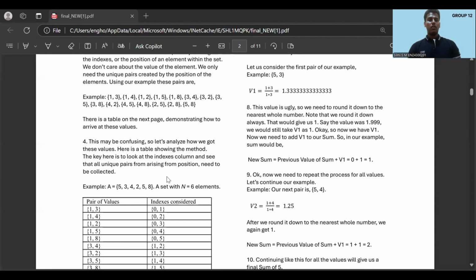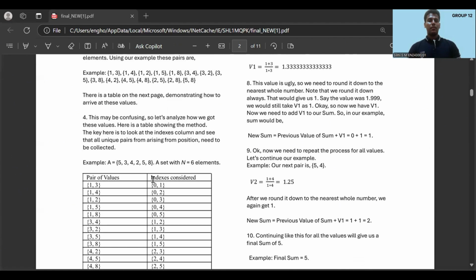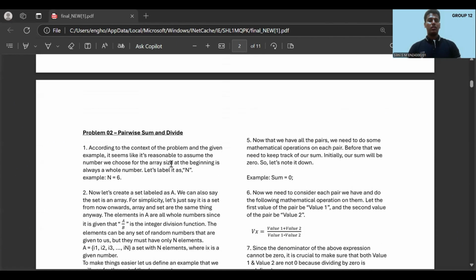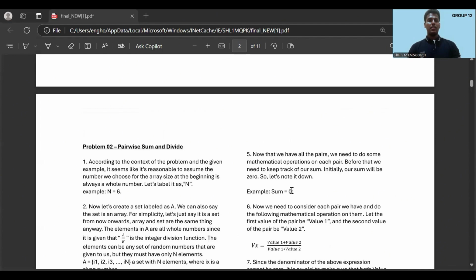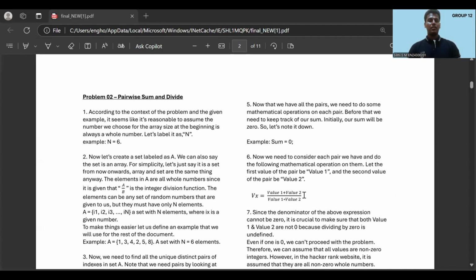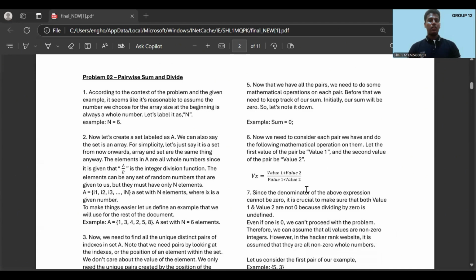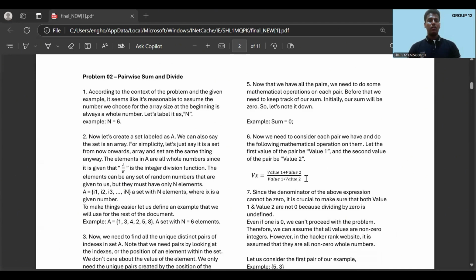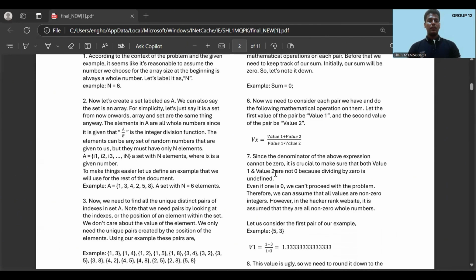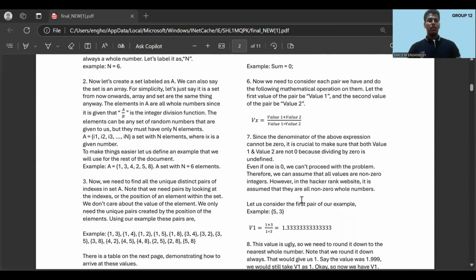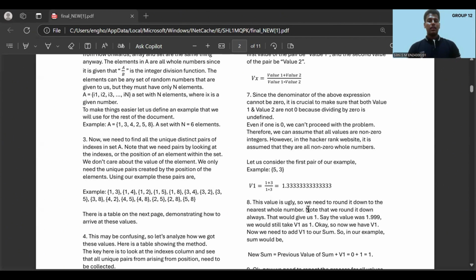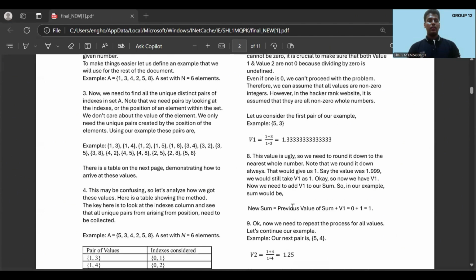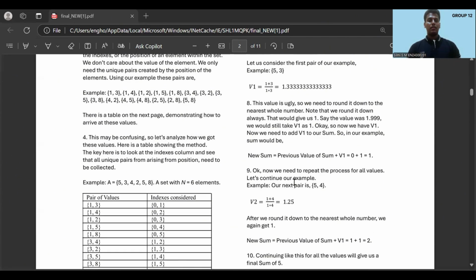Step 4, ensure all unique combinations of indices are considered without repetition. Step 5, set the sum to 0 as a starting point. Step 6, for each pair, divide the first number by the second, ensuring both numbers are non-zero to avoid division errors. Step 7, ensure both numbers are non-zero integral values for division. Step 8, round the division result down to the nearest whole number and add it to the sum. Step 9, repeat the process for every pair, adding each result to the sum.